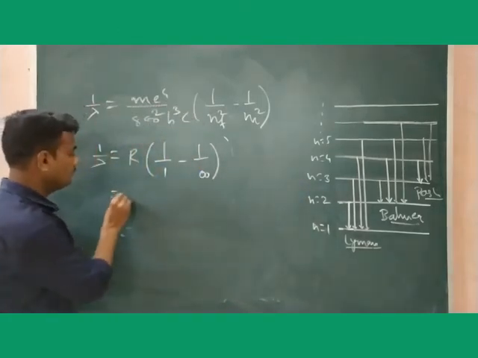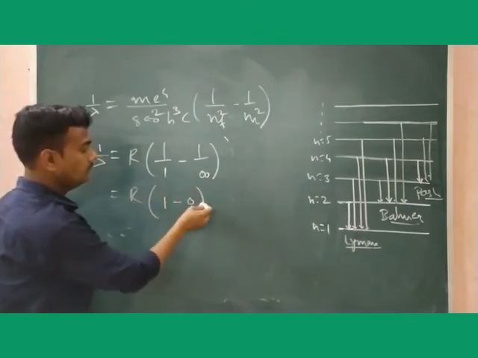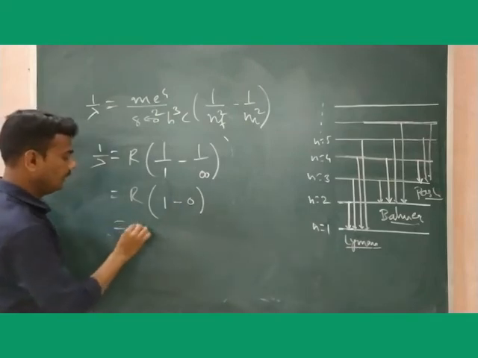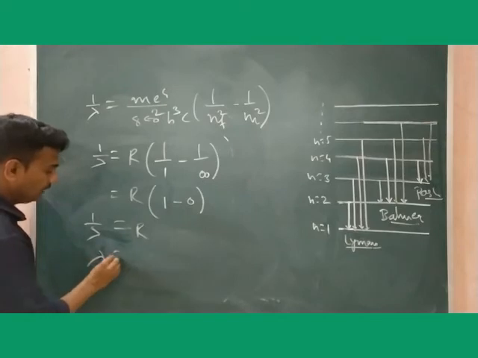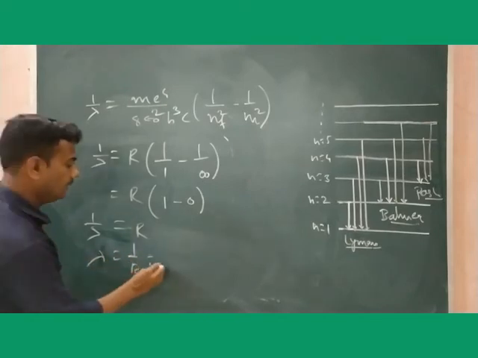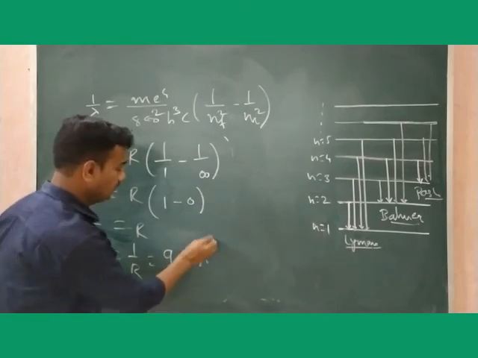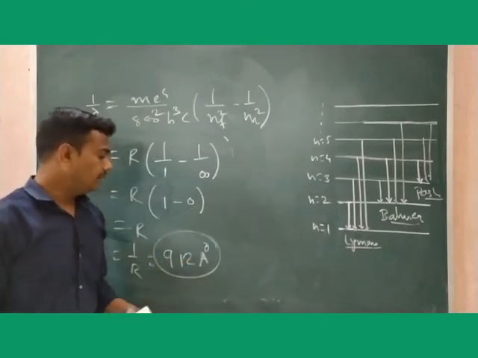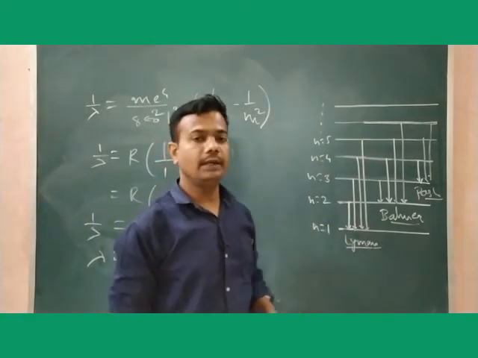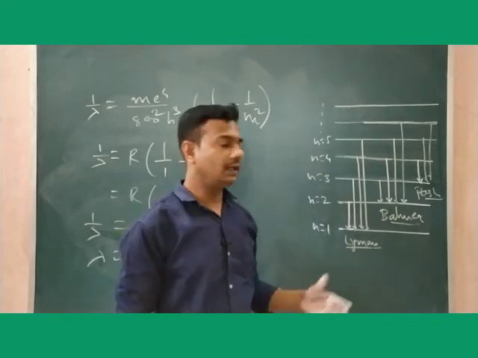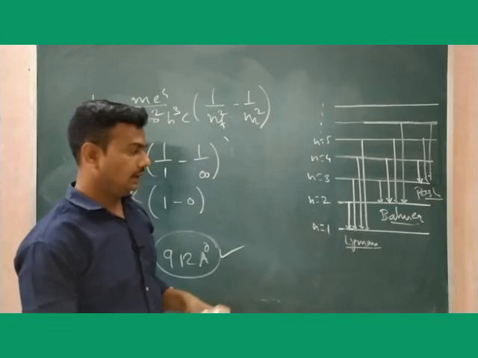So it is equal to R into 1 minus 0, since 1 divided by infinity is equal to 0, so it is equal to R. So this is 1 by lambda. If you calculate lambda, it is equal to 1 by R, and it comes out to be 912 angstrom. So the shortest wavelength emitted by the hydrogen atom, due to the transition from any higher level, n equal to infinity, to the ground state, n equal to 1, is the shortest wavelength of the Lyman series.